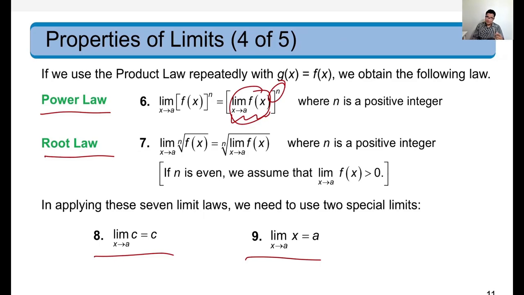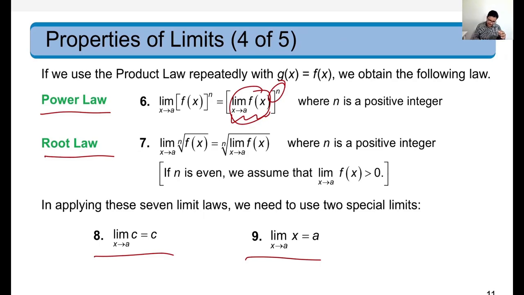That actually comes from repeated application of the product law, right? Think of f of x whole squared at first. That is f of x times f of x. Now you can use the product law to say that it will be the limit of f of x times the limit of f of x as x approaches a. Okay, that means you are whole squaring the whole limit, and repeat that. And by induction, you can prove that this will be the case.